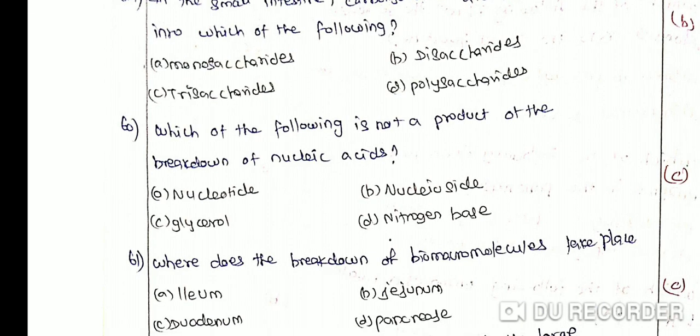Which of the following is not a product of breakdown of nucleic acids? Option A, nucleotides. Option B, nucleosides. Option C, glycerol. Option D, nitrogen base. The correct answer is option C, glycerol. The nucleases in the pancreatic juice act on nucleic acids to form nucleotides and nucleosides, which are further broken down by nucleosidases to sugar and nitrogen bases.